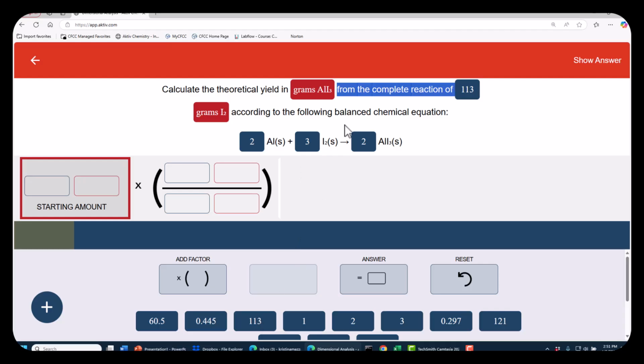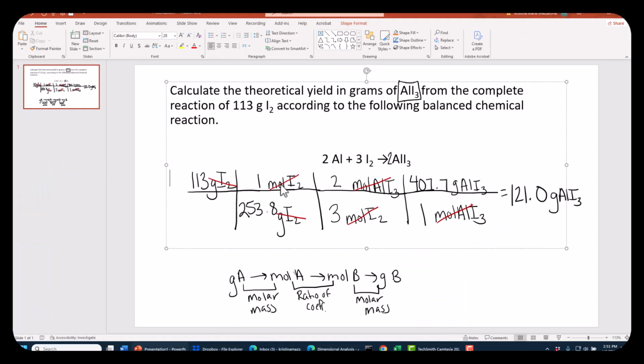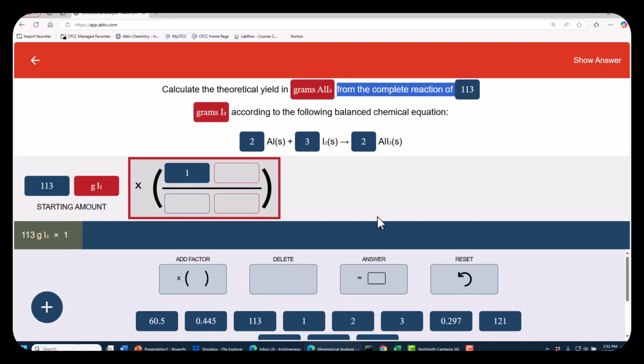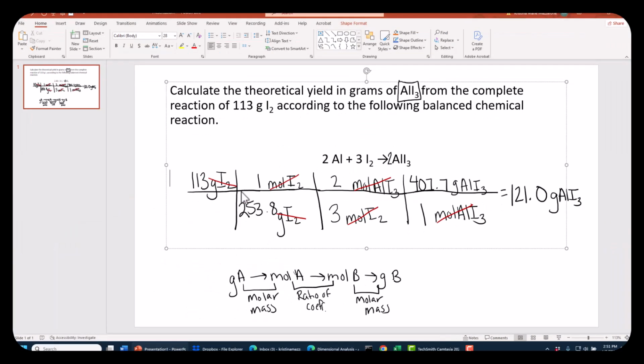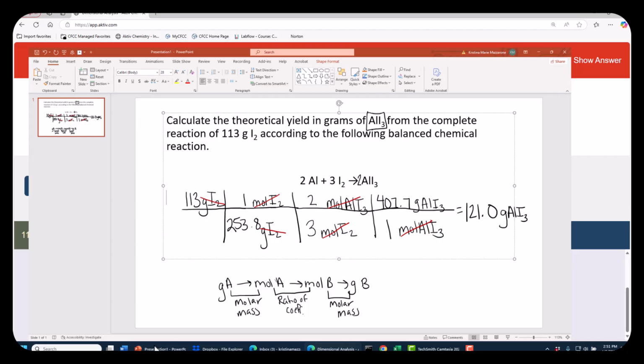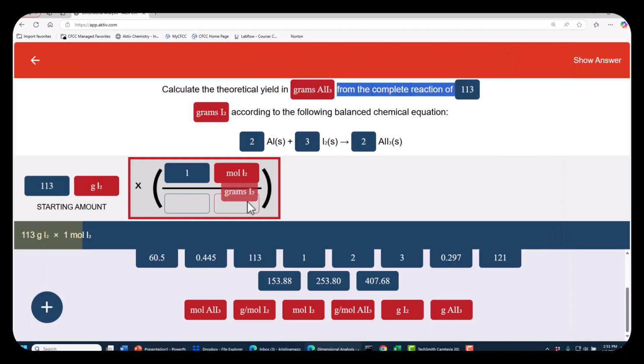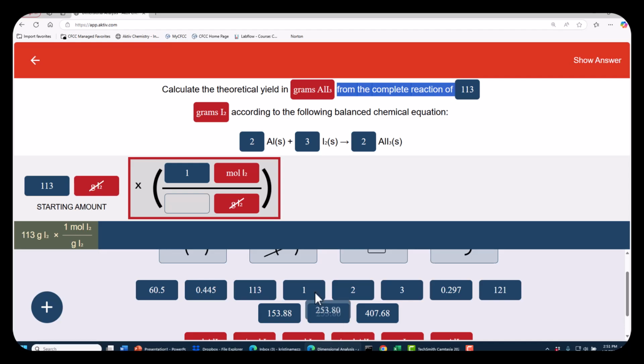So we start with the information that's given, 113 grams of iodine. In that first train track, we had 1 mole of iodine on top. So I'm going to put 1 and then mole of iodine. And on the bottom, we had the 253.8 grams of iodine. So I'm going to grab that grams of iodine, and there's 253.8.